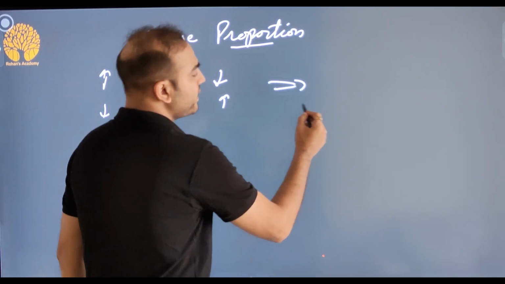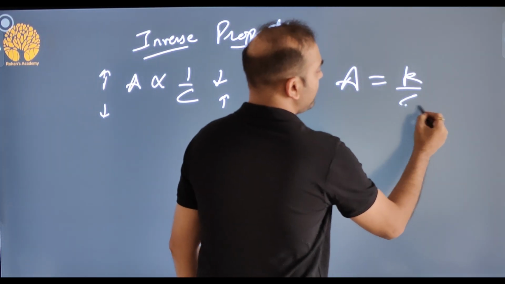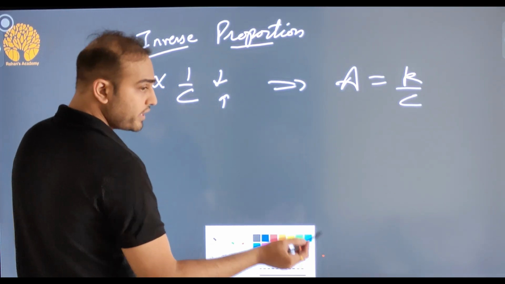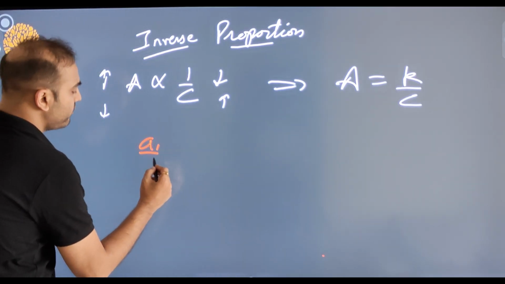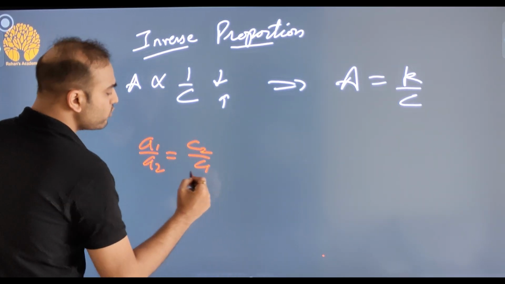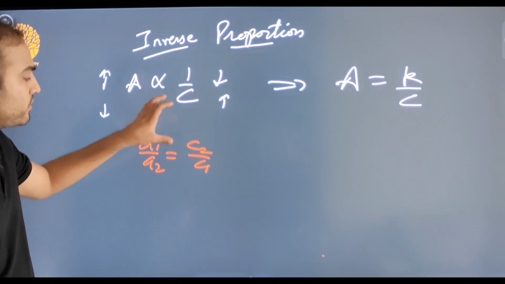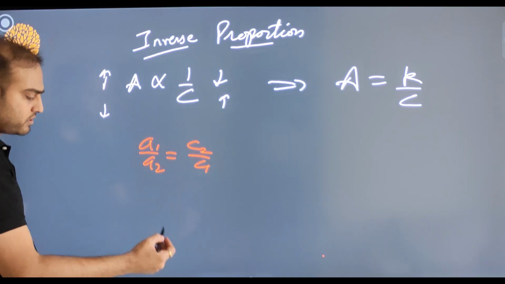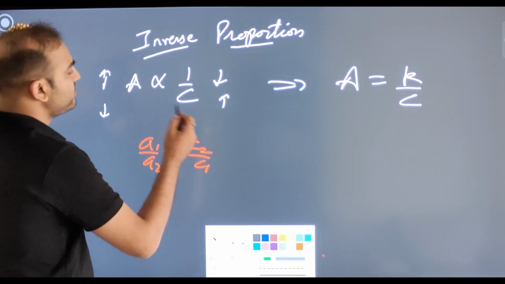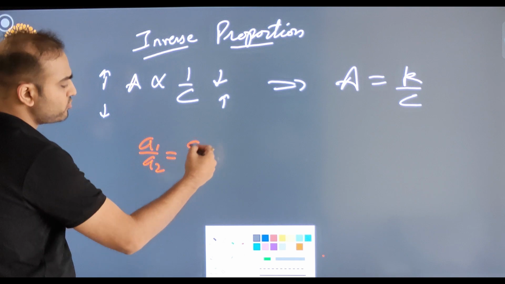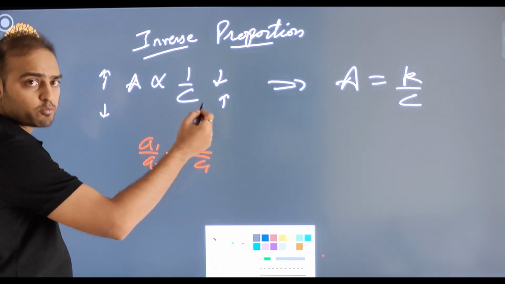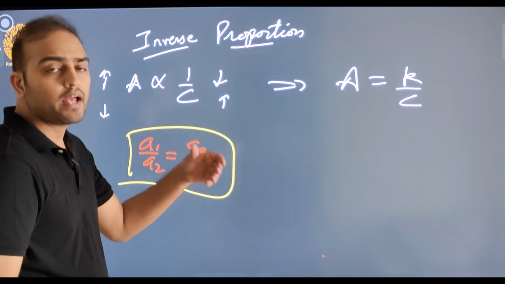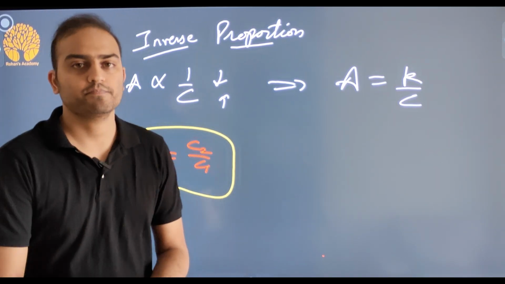Again, if you want to solve this theoretically, you will write A is K by C. But now that you have learned it, what is the faster way? A1 by A2 is C2 by C1, because this relationship is inverse. So A1 by A2 is C1 by C2 inverse, which is C2 by C1. Here also, if they say A is inversely proportional to square root, put square root here. If A is inversely proportional to square, put square here. Whatever the relationship, just put that and you can directly solve the question.